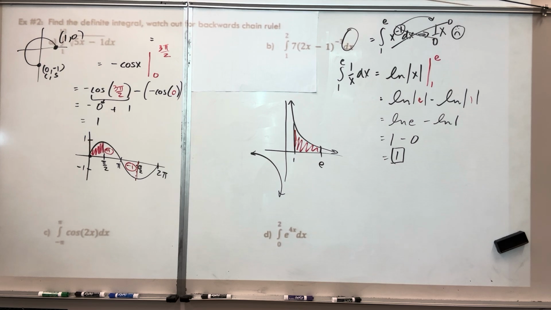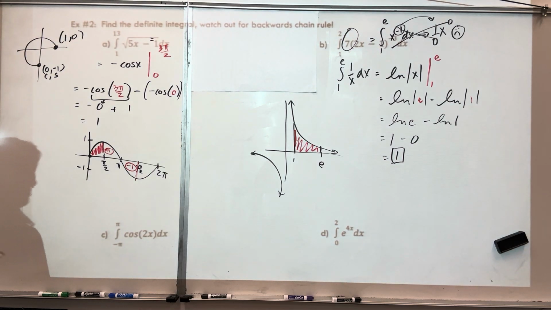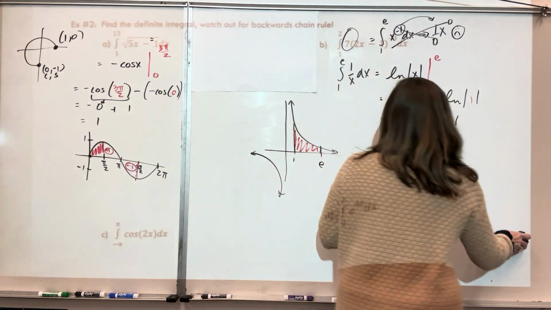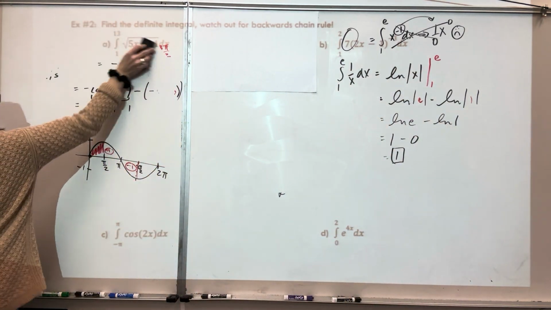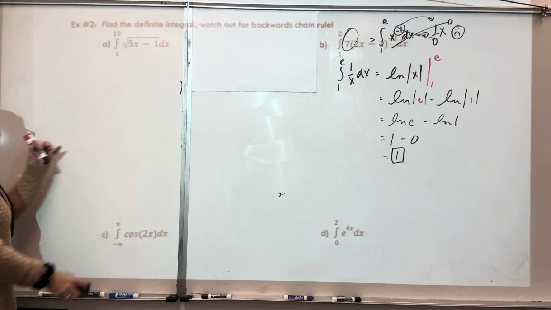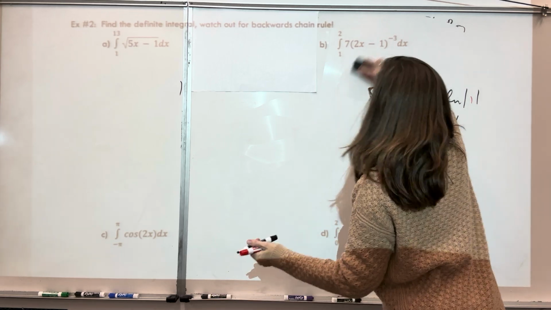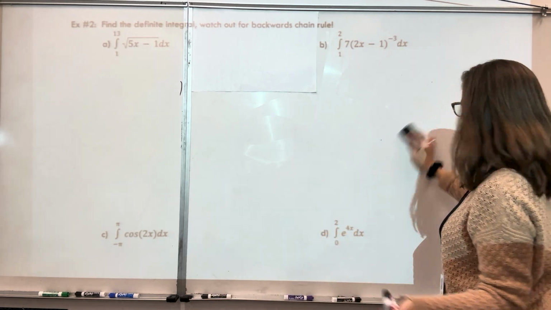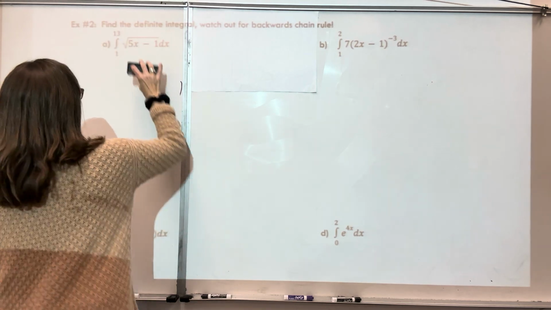Continuing on with example number 2, now we're going to hit some problems where we have to watch out for backwards chain rule. So maybe it's a little much all for one time, but let's check this out. So for letter A, it says the integral from 1 to 13 of the square root, but now it's not just the square root of x, right? It's the square root of 5x minus 1. So this is similar to what we did the second half of the last section.